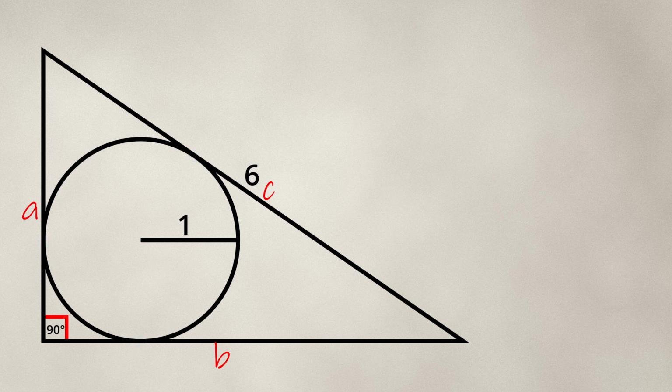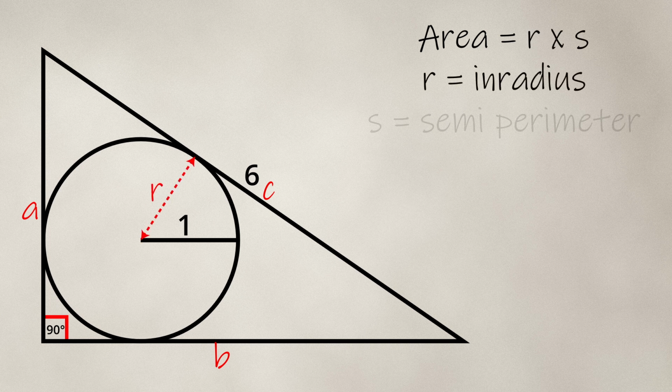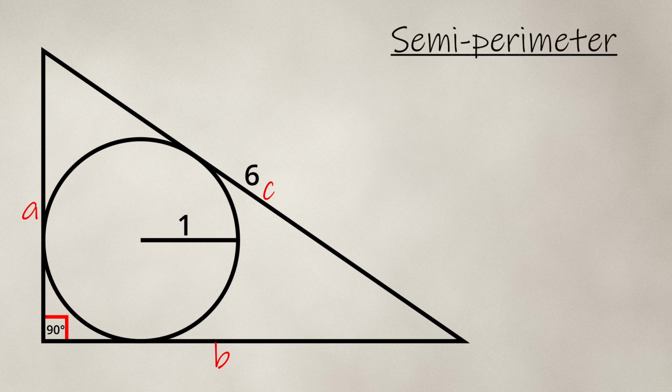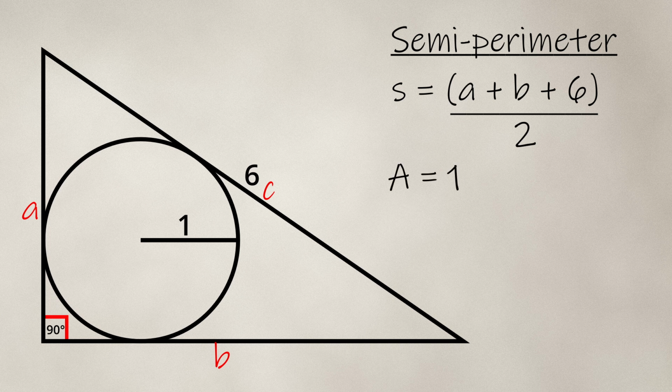We need two key formulas that relate the incircle to our triangle. The first formula connects the area to the incircle for any triangle. The area equals r times s, where r is the inradius and s is the semi-perimeter. That's half the perimeter. For our triangle, the semi-perimeter is s equals (a plus b plus 6) divided by 2. Since r equals 1, our area formula becomes A equals 1 times (a plus b plus 6) divided by 2, which simplifies to (a plus b plus 6) divided by 2.